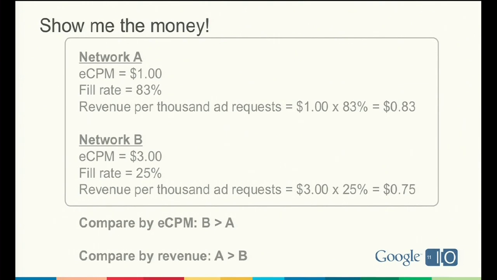Now Ad Network B is offering you a $3 ECPM, which is 3 times more than Ad Network A. But yet they only fill 25% of their ad requests. So for every 100 ad requests, you only get 25 ads. So $3 ECPM multiplied by 25% fill rate, 75 cents. As you can see, the ECPM of Ad Network B is much larger than Ad Network A, but yet your revenue will be higher going with Ad Network A.